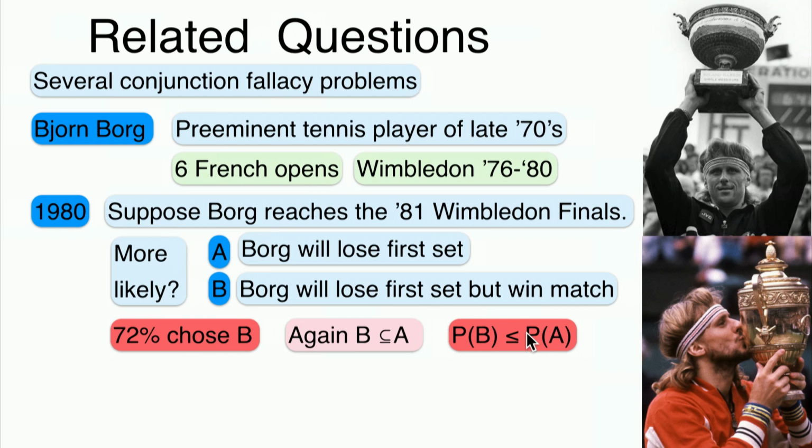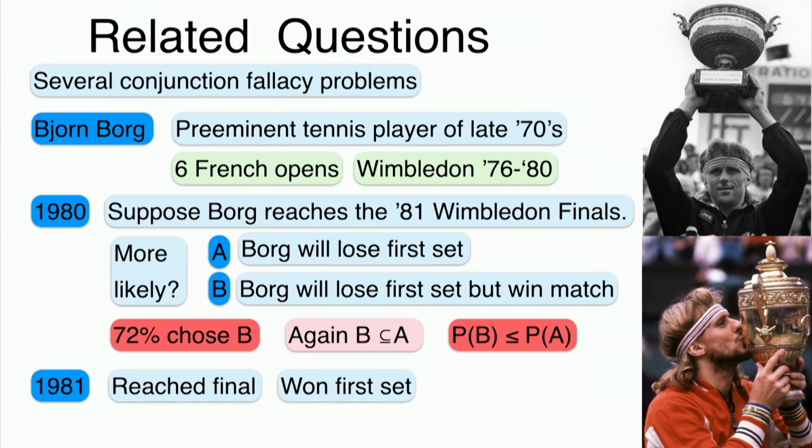Okay. Now, just in case you wonder what happened, 1981 rolled in, and Borg indeed reached the final. However, he won the first set. He did not lose the first set. He did win it, but he lost the match, and he lost it to John McEnroe. So it just goes to show that maybe none of these things was actually as probable as the researchers thought.